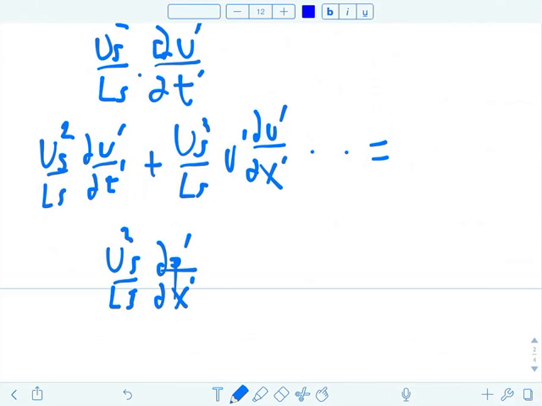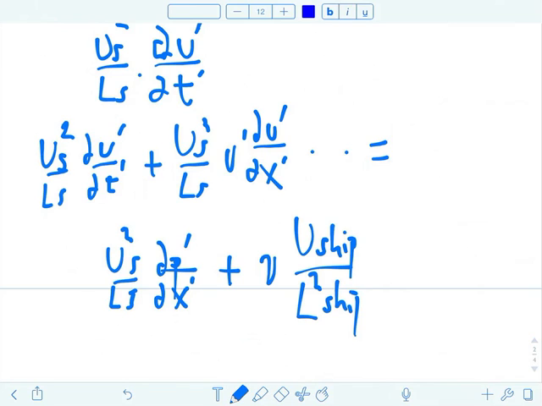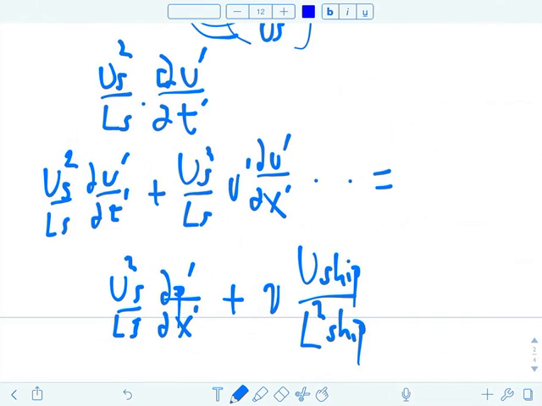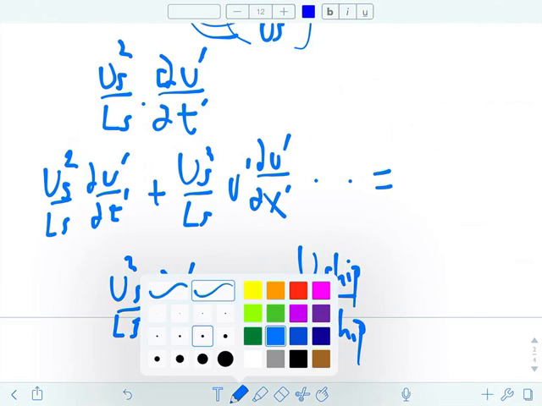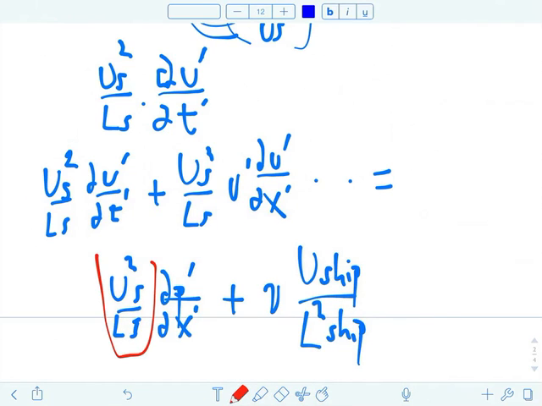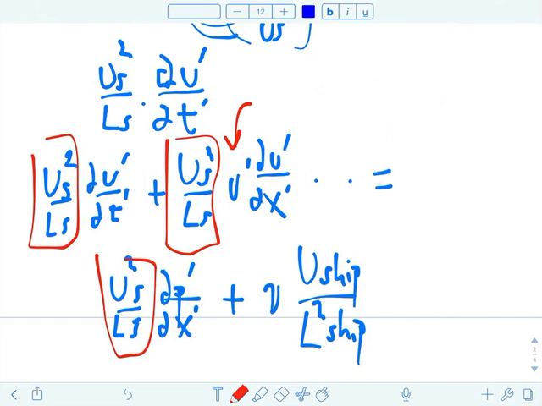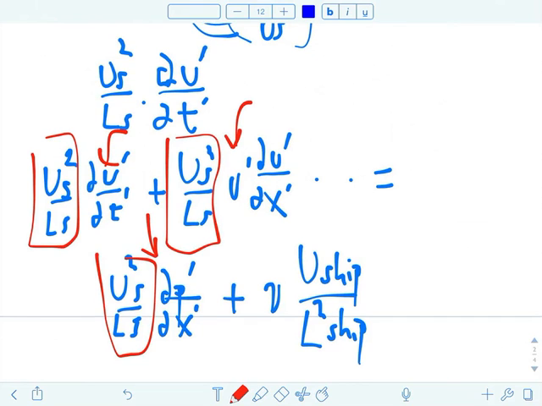And I have my viscosity term, which is going to be nu U ship over L squared ship. Now, this is the only term that looks different in the x momentum equation. Everyone else is pre-multiplied by the same factor. The advection terms, the acceleration term, and the pressure gradient term are all multiplied by the same factor.